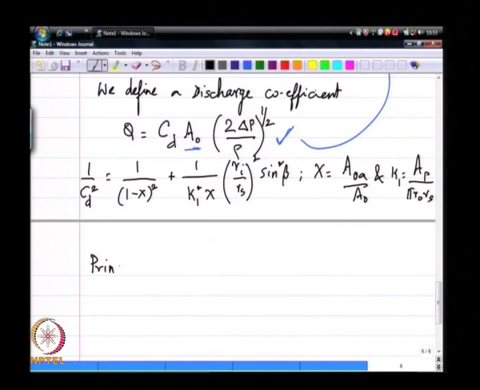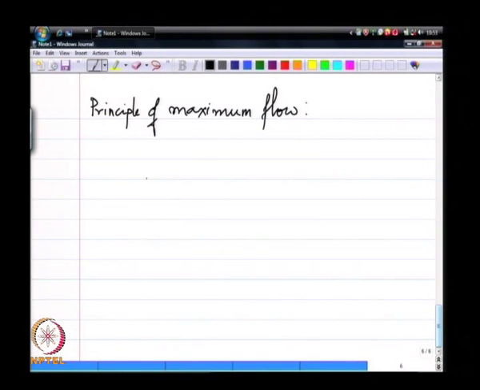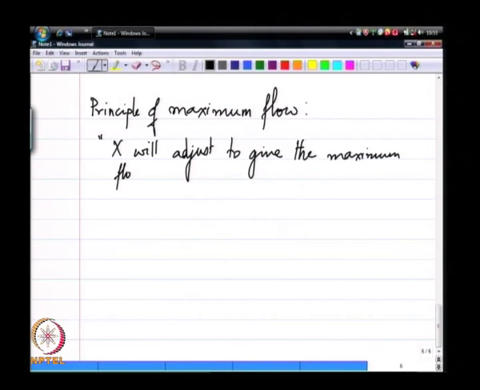This is called the principle of maximum flow, which says that X will adjust to give the maximum flow for a given supply pressure.